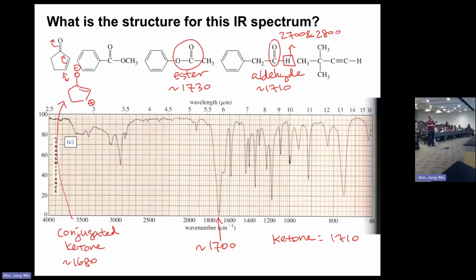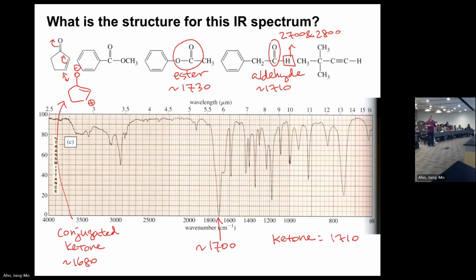And then this is a conjugated ketone. It's normally like 1680. This is a little higher than that. So this is not this, not that, not this one. Definitely not that one because that doesn't have a carbonyl. So the only thing left is this one.